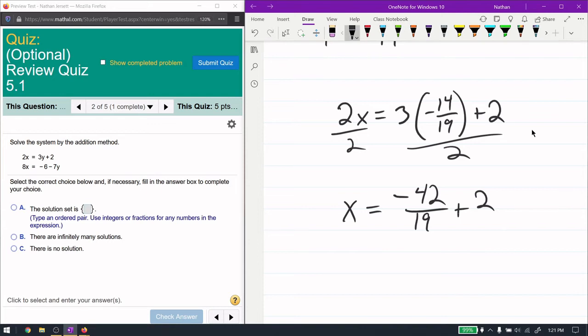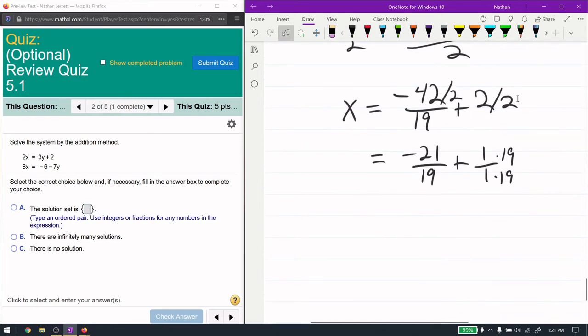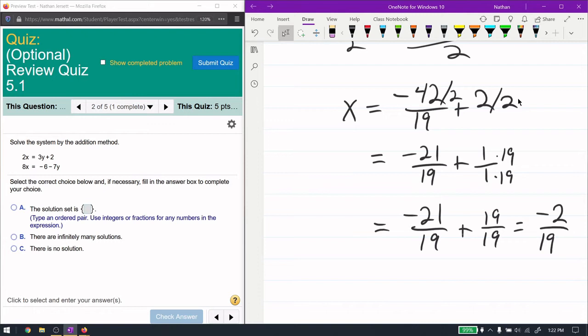What I can do here is pretty much divide the numerators by 2. That's the same thing as the division by 2 there. That's the same thing as saying negative 21 over 19 plus 1. 1 is the same thing as 1 over 1, so I'm going to multiply by 19 over 19 to give me common denominators. That gives me negative 21 over 19 plus 19 over 19, which is negative 2 over 19. So I have x is negative 2 over 19.